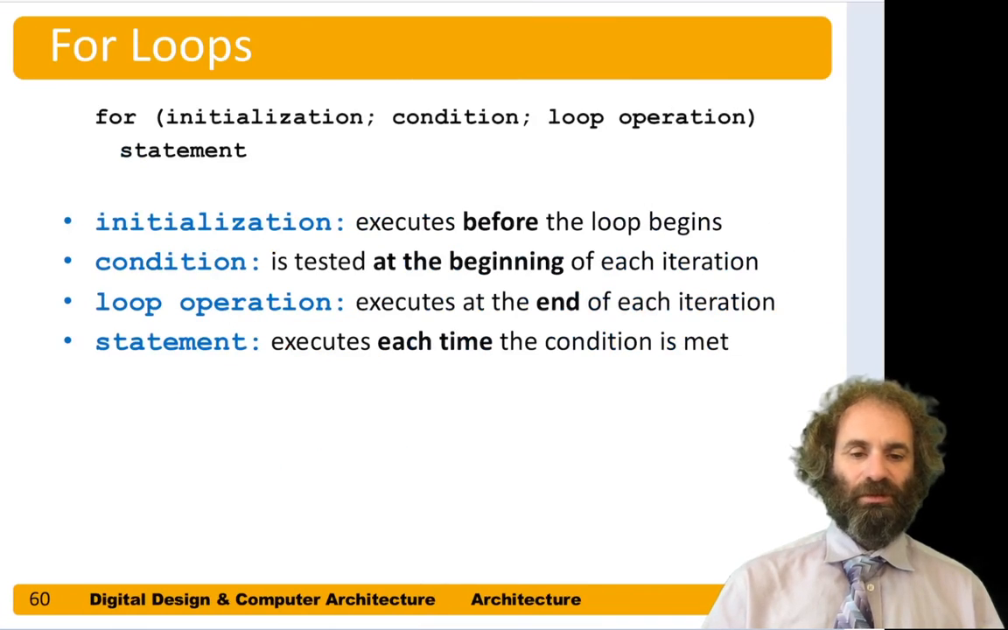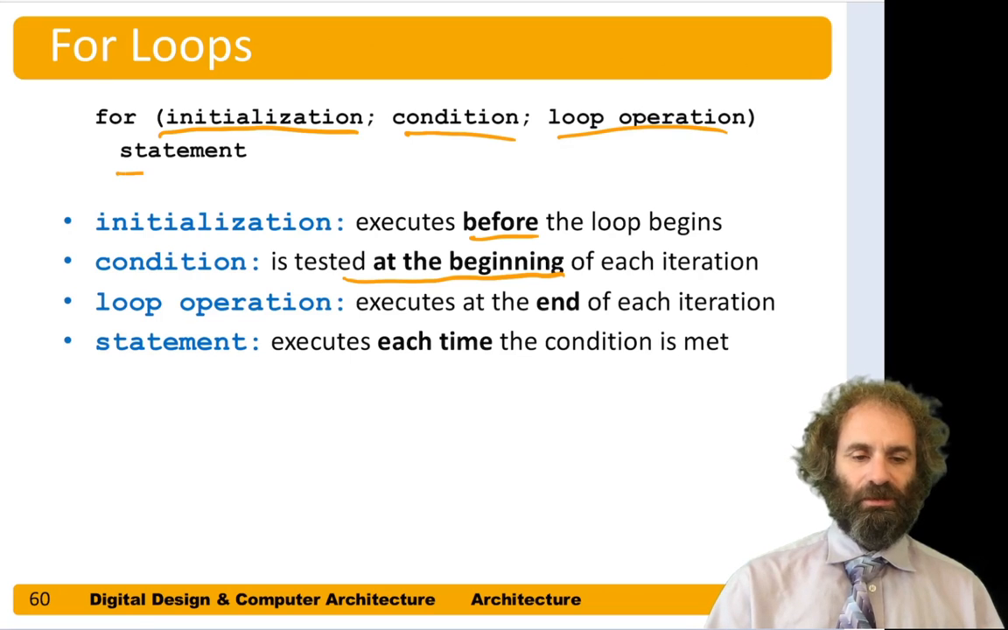For loops are similar. Remember, a for loop in C has 4 parts. It has an initialization that takes place before the loop begins. Then it checks the condition at the beginning of each iteration of the loop. If the condition is satisfied, we do the statement, and then we come back and do the loop operation, and then go back to the beginning of the loop to check the condition again. And as long as the condition is satisfied, we continue executing the statement in the loop operation. Otherwise, we leave the for loop.